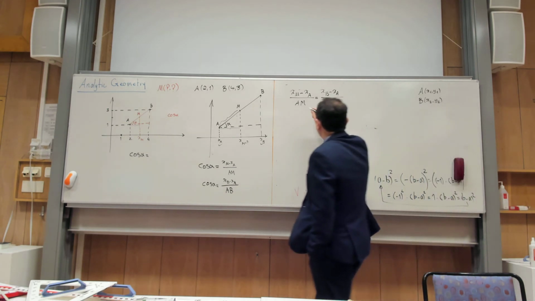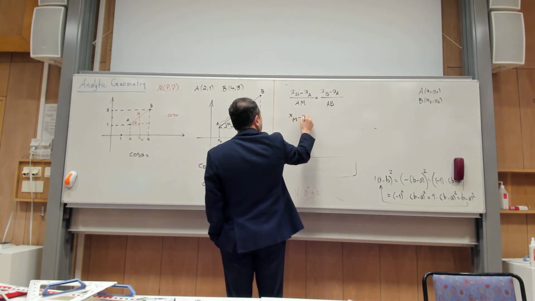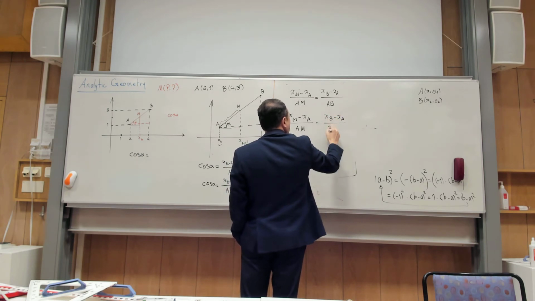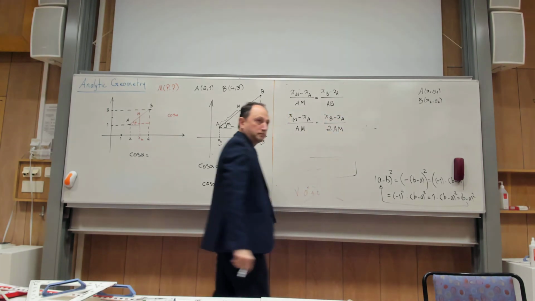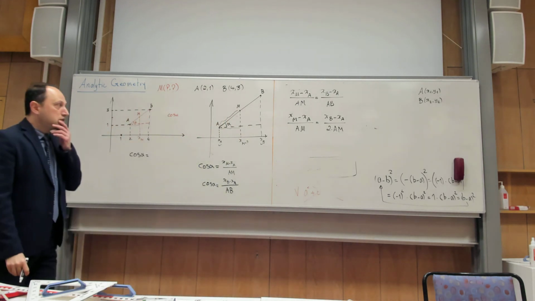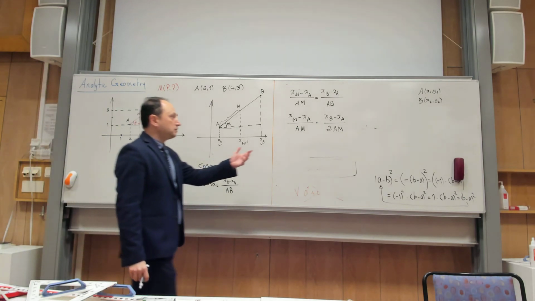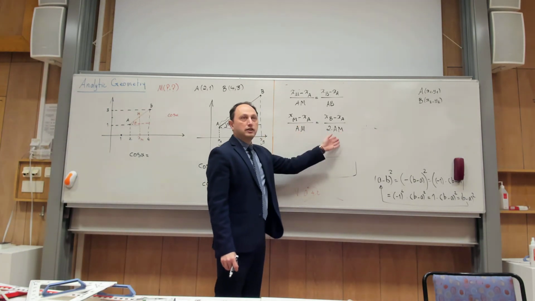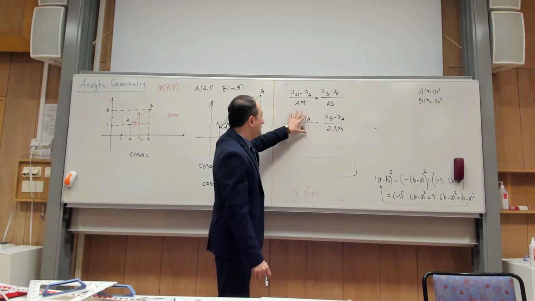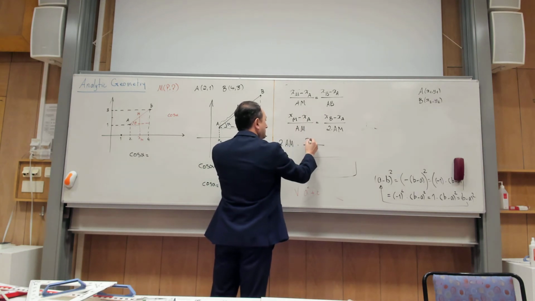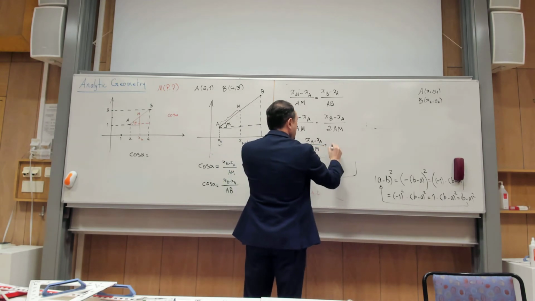So this means that I can write xm minus xa. Instead of AM, I just copy and paste AM. But here, the numerator I copy and paste, but the denominator I write 2 times AM. Now what I do, I want to get rid of fractions always, if possible. So I multiply by 2am here and there. 2am multiplied by this fraction. And on the right hand side, I also do the same thing.